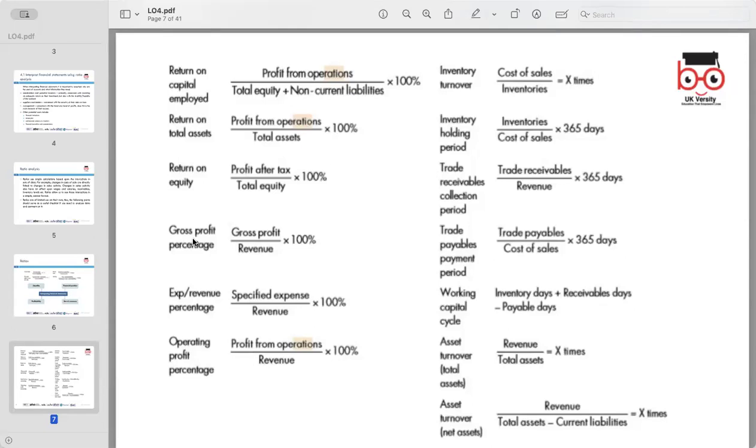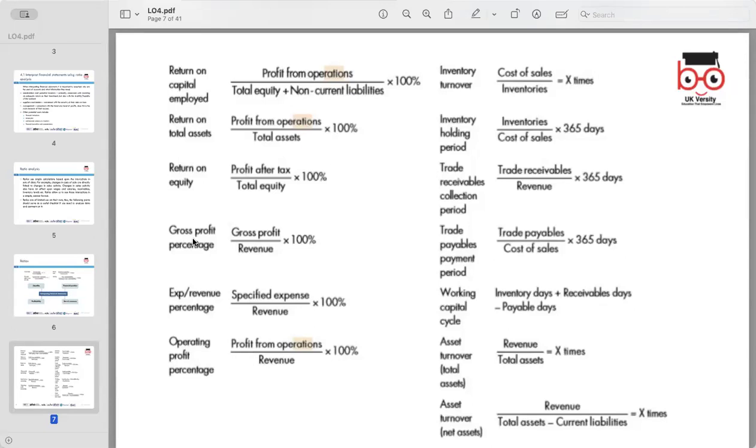Operating profit percentage. This ratio measures the operating profit as a percentage of revenue, providing insights into operational efficiency. It is calculated by dividing the profit from operations by revenue and multiplying the result by 100%.